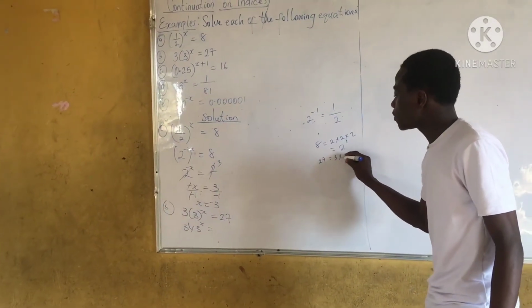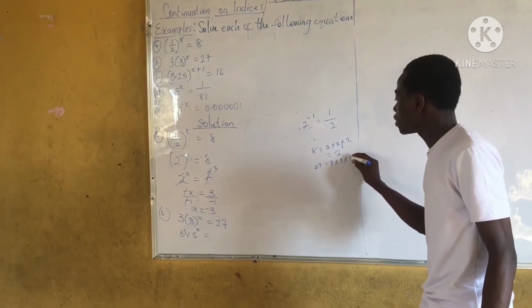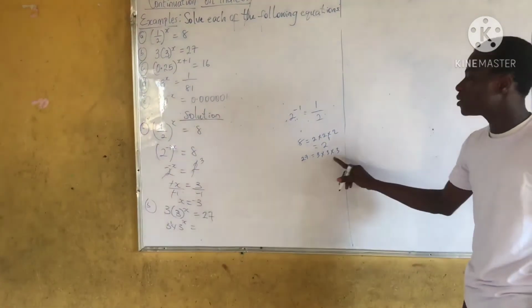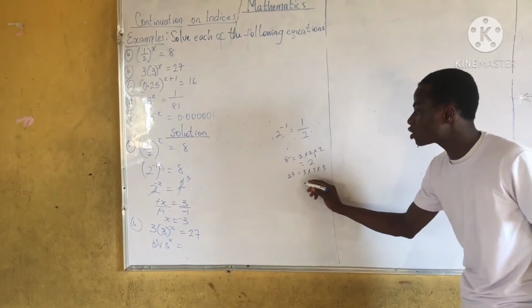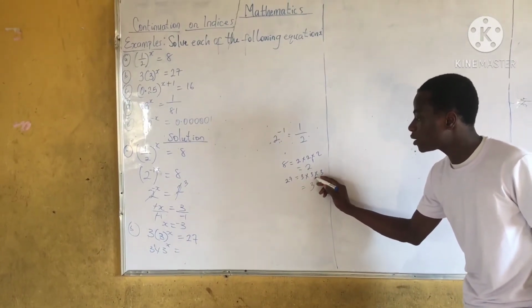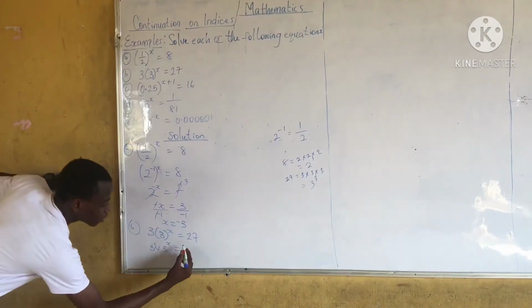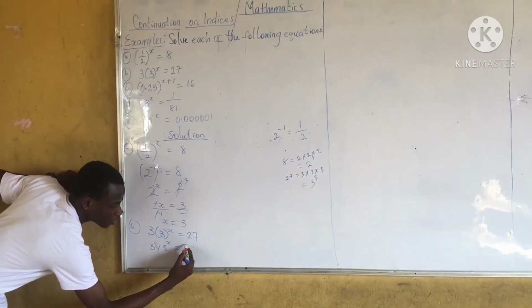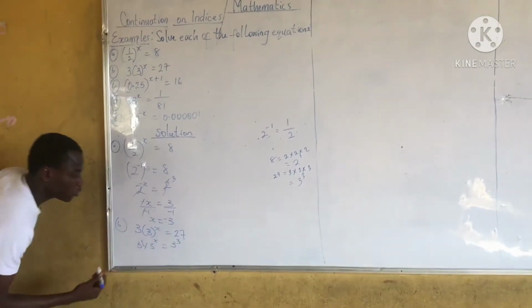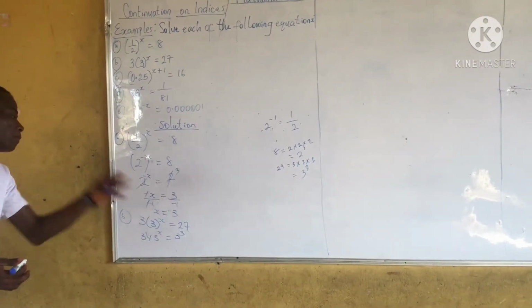3 times 3 times 3. 3 times 3 is 9, 9 times 3 is 27. So in index form it becomes 3 raised to power 3. So 3 raised to power 3 is what we are going to use here, by saying 27 turned to 3 raised to power 3. So they are all in the same base now.